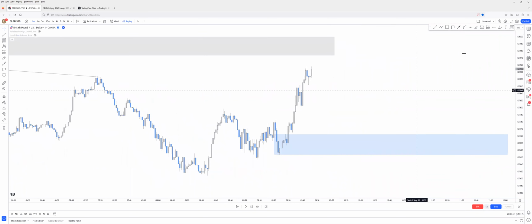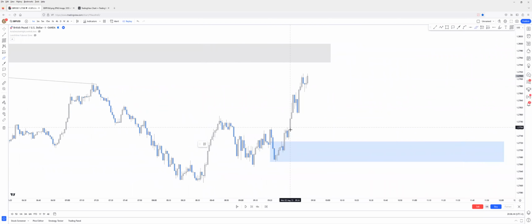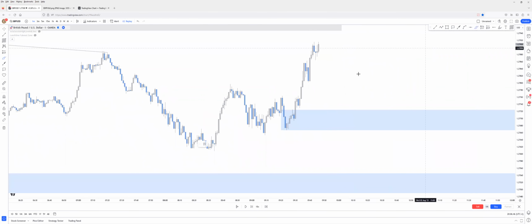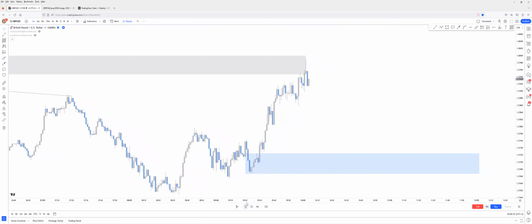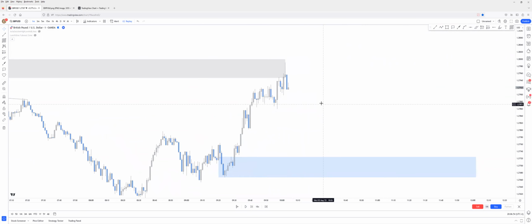And price, after the session open, started to go up. So it seemed like it's going up to the supply and not down to the demand. Let me just play price forward. You can see that price mitigated the supply. Exactly 1 hour after the session open, price mitigated the supply and presented a really nice V-shaped rejection after the more than 50% mitigation of this supply.